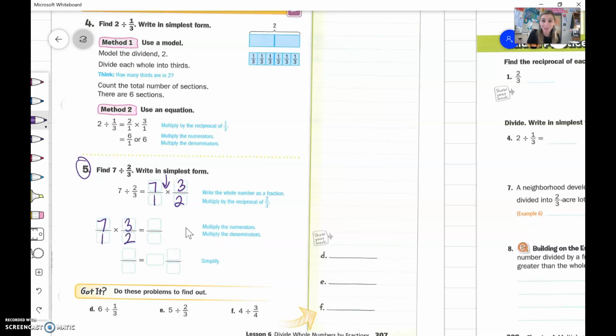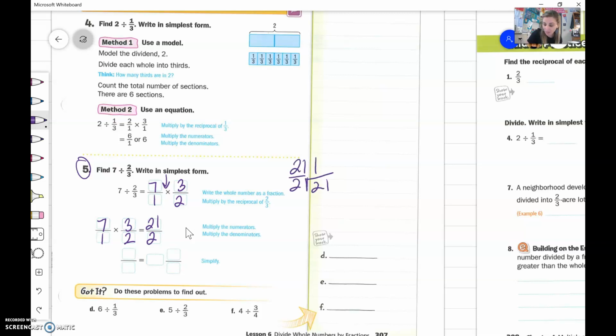So am I really dividing? I am, but we're using the inverse. We're switching it and finding the reciprocal of that second number so that we can multiply. Okay, 7 times 3 is 21. 2 times 1 is 2. Can I leave it like this? Nope, because that is an improper fraction. So I have 21 halves.